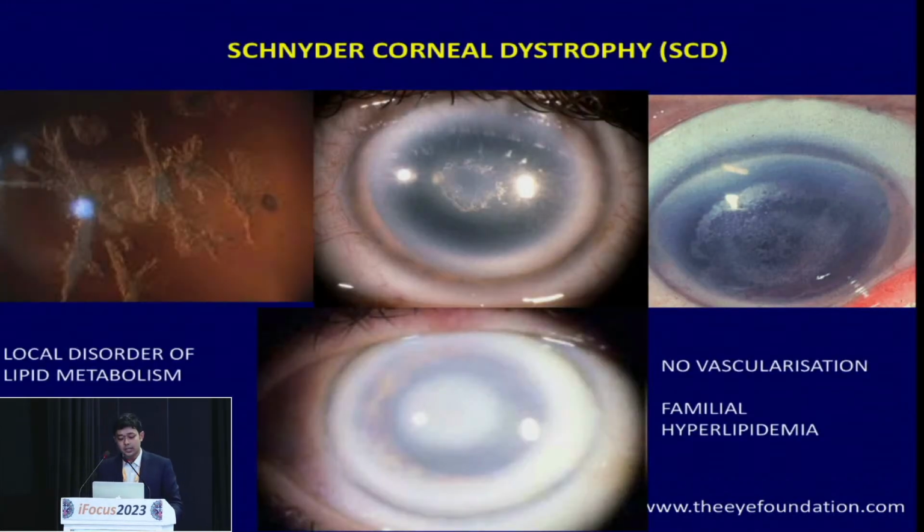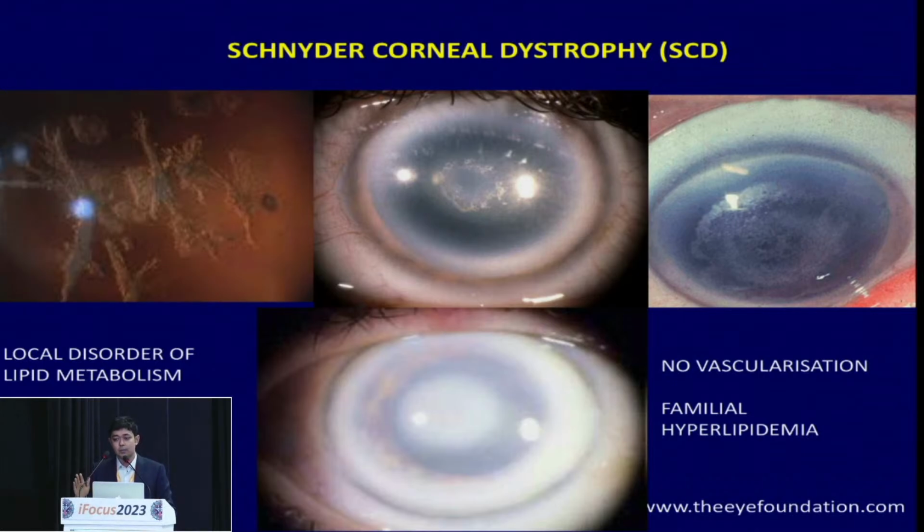Now, Schnyder corneal dystrophy is again a very important dystrophy because it causes a lot of visual discomfort, and it is more common than we believe it is, because very often it gets misdiagnosed as lipid keratopathy, but this has lipid deposition without any vascularization.